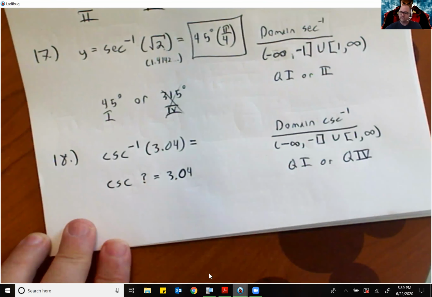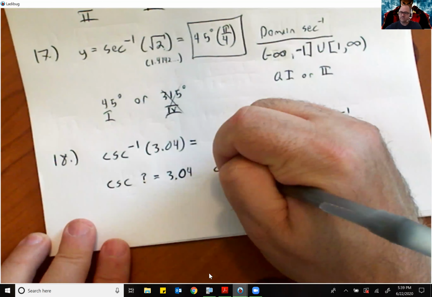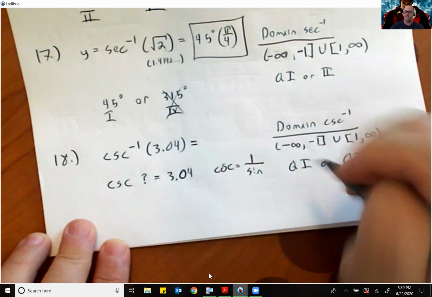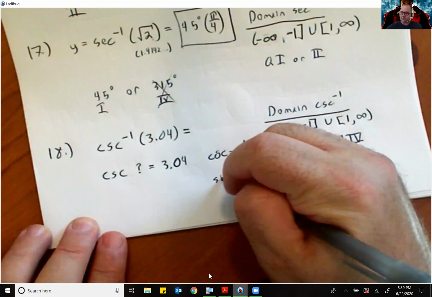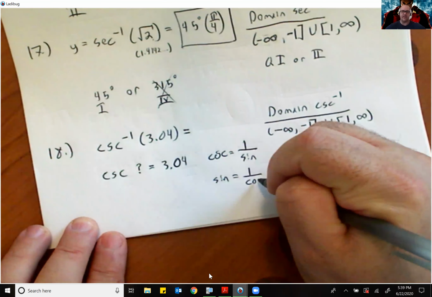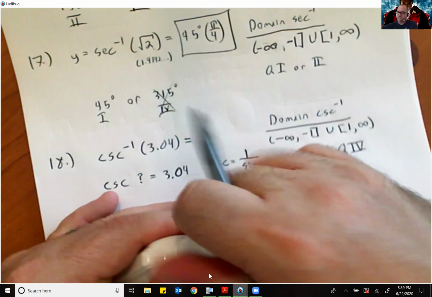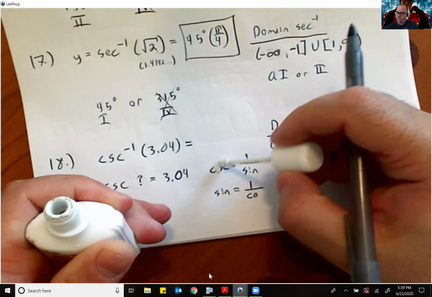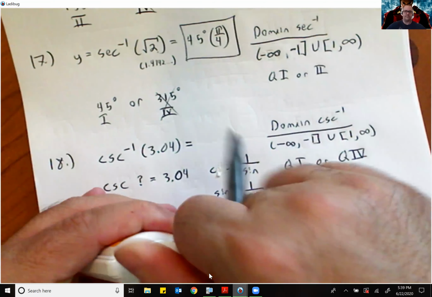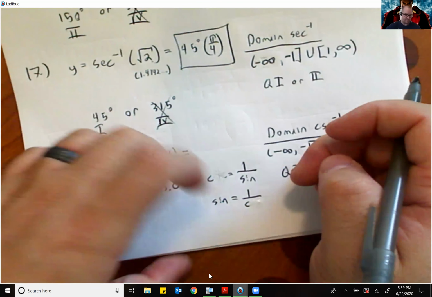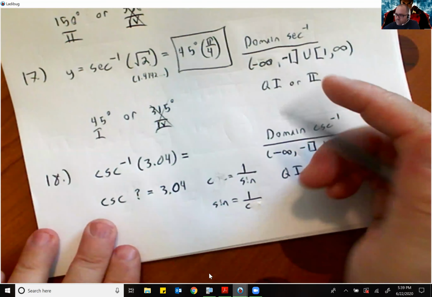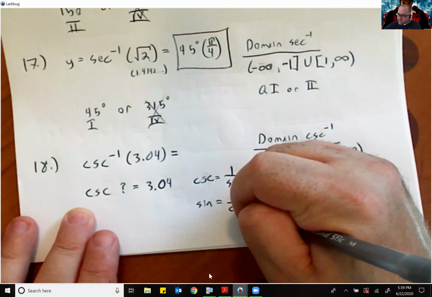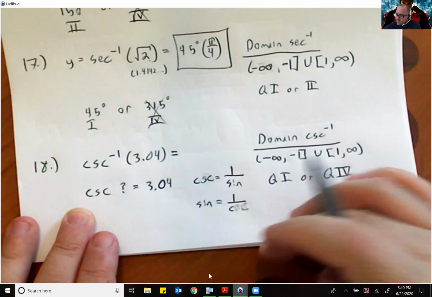Okay? We know that cosecant is equal to 1 over sine. Or another way to think about it is sine is equal to 1 over cosecant. And I keep writing cosine. Sorry about that. So again, this is cosecant. And down here, this is cosecant as well. All right, trying to write over my white out.